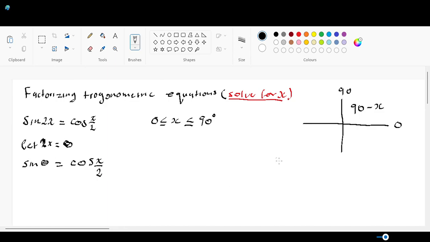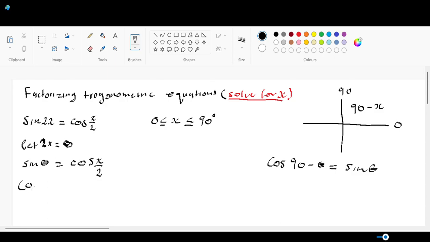Remember, we know that cos of 90 minus theta is equal to what? It's going to be equal to positive sine, because these are the co-ratios. So you can change the trigonometric ratio on our left. So let's go ahead and change it.